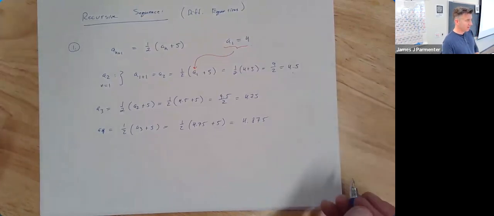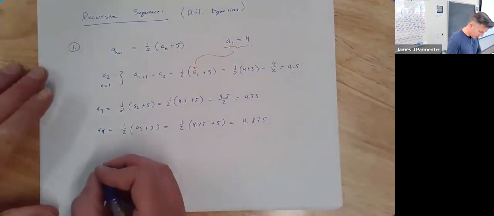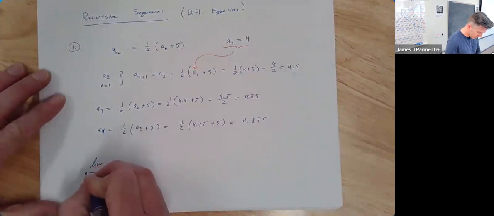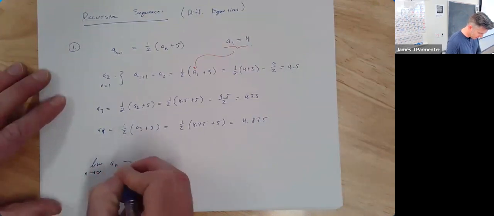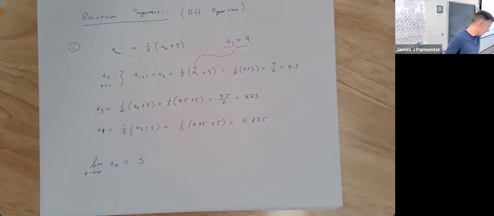So it looks like, although it's harder to show, that the limit as n goes to infinity of this sequence is equal to 5. It is, but it's kind of hard to show it.